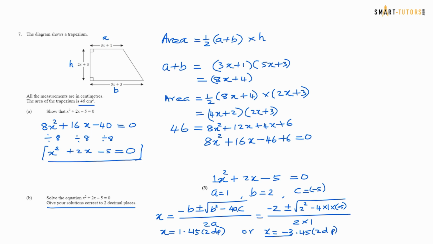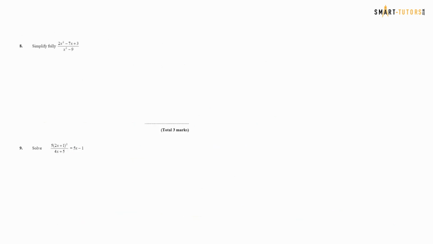But if you consider x is the length of a line, so 3x plus 1 is going to be a negative answer. So this answer is not possible only because it's a negative answer. Length can't be a negative answer. But in the question, give your solutions correct to 2 decimal places. So x equals 1.45 to 2 decimal places, because the other answer is not possible.